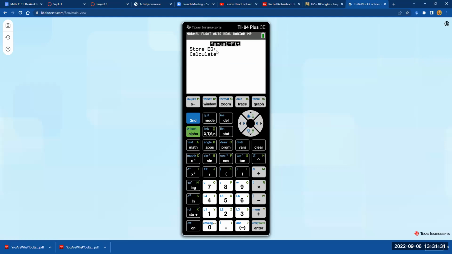I guess it will, but because it's asking me to input something here, maybe I should tell it where I want the equation stored. I think that would be smarter. So I'm gonna go to stat. No, my bad, let's try that again. It may automatically store it, but I don't want to chance it. So I'm going to go to vars, yvars, enter, enter.